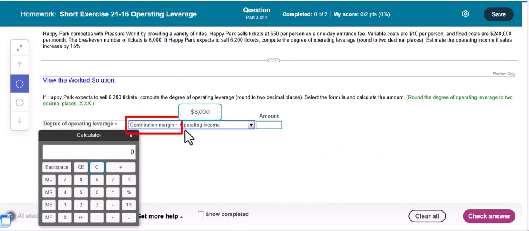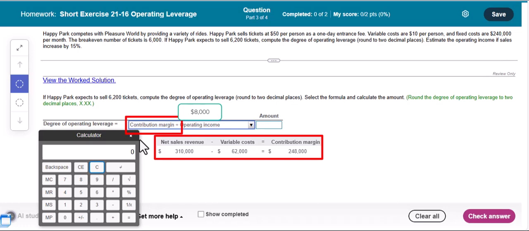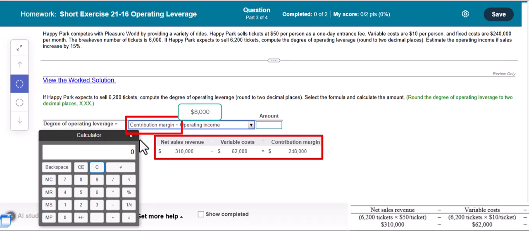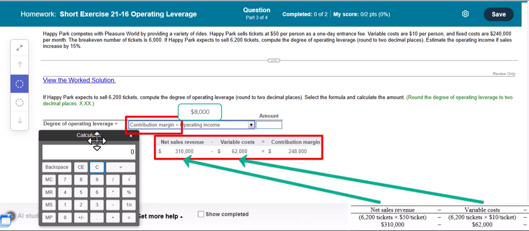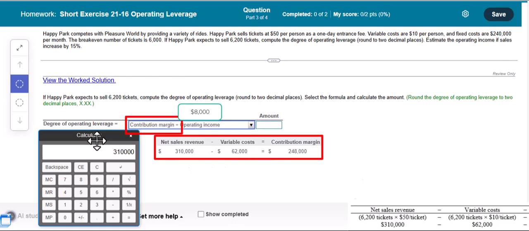To calculate contribution margin, as a refresher, contribution margin is sales revenue minus variable costs. We've already calculated both of those. The sales revenue was that 310,000. And then we subtract out the variable costs, and that was the 62,000. And that then gives us a contribution margin of 248,000.